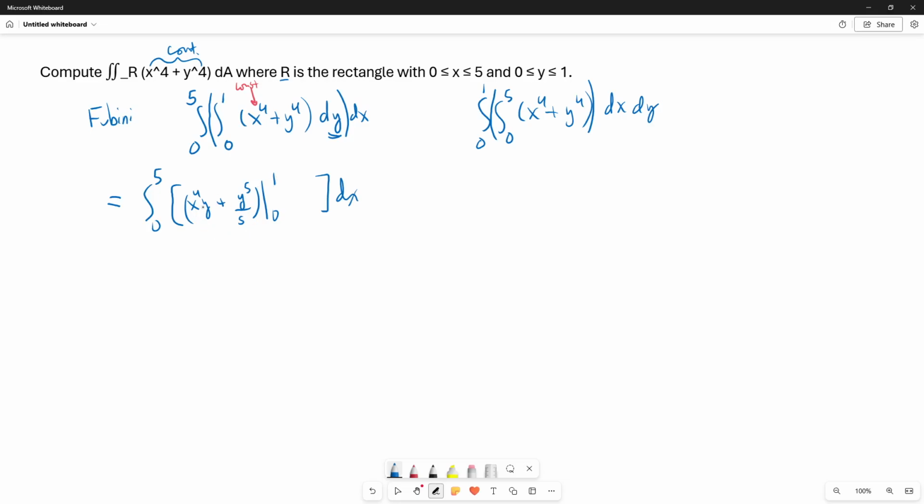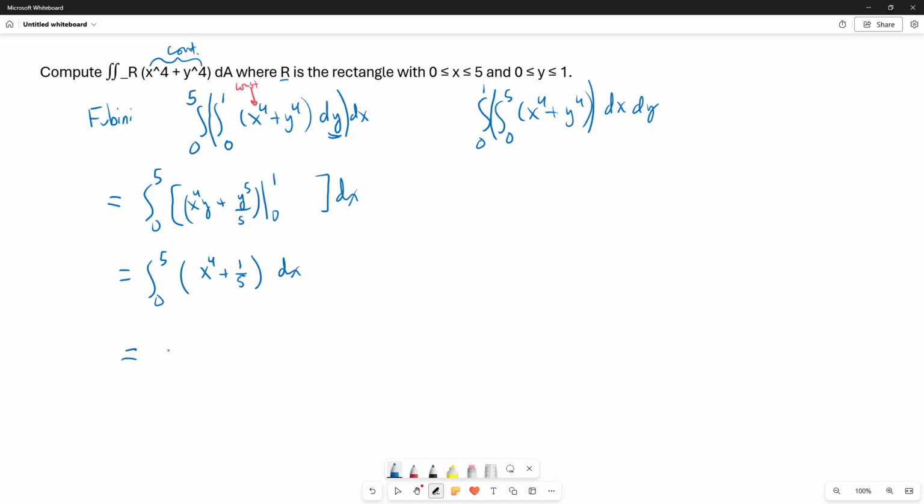So we're going to get out of this a function of x. We're going to be plugging in 1 for y and 0 for y. So when we plug in 1 for y, we get x to the fourth plus 1/5, and then minus, plug in 0 for y, and when we plug in 0 for y, we get 0. So we're left with just x to the fourth plus 1 to the fifth over 5.